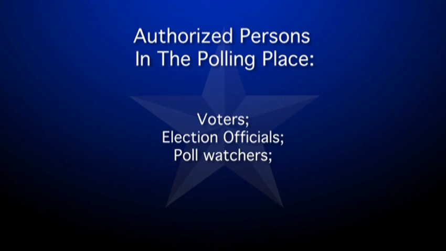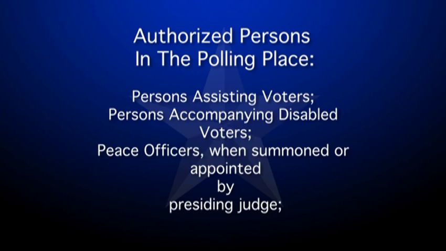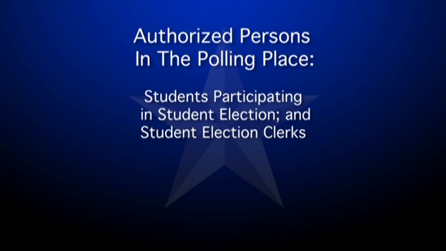Authorized persons include voters, election officials, poll watchers, state and federal election inspectors, Secretary of State and staff, interpreters for voters, persons assisting voters, persons accompanying disabled voters, peace officers when summoned or appointed by presiding judge, a sheriff when delivering election supplies, voting system technicians, minors accompanying a parent, students participating in student elections, and student election clerks. You know, Texas law does not authorize the media to enter a polling place.